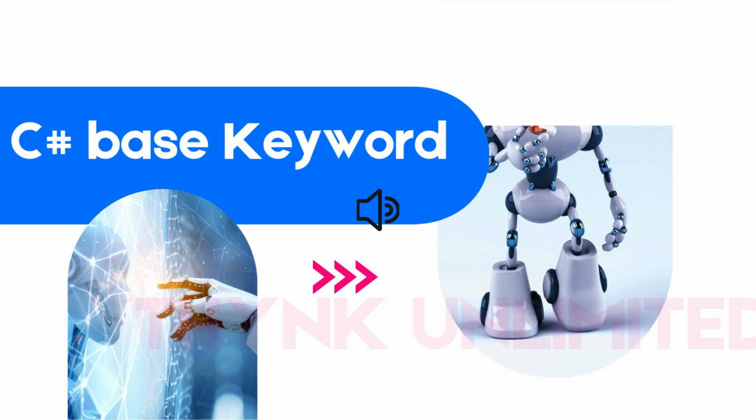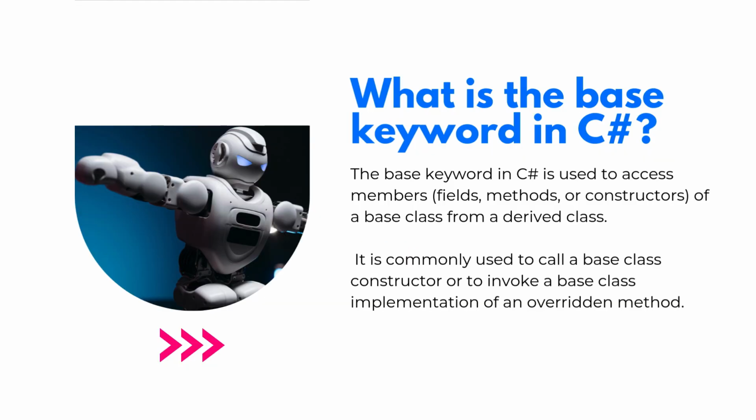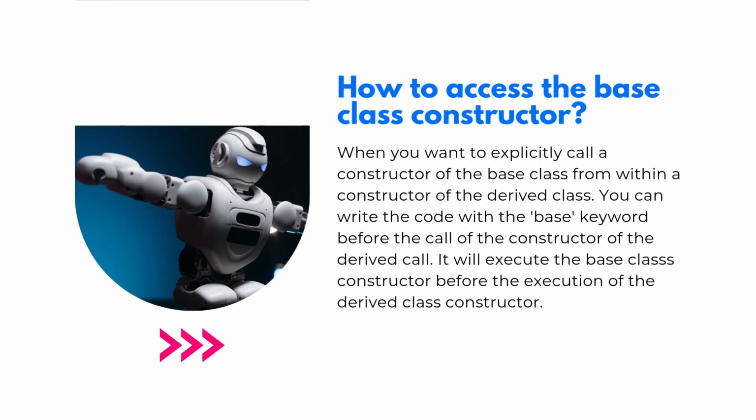C# base keyword. What is the base keyword in C#? The base keyword in C# is used to access members, fields, methods, or constructors of a base class from a derived class. It is commonly used to call a base class constructor or to invoke a base class implementation of an overridden method.